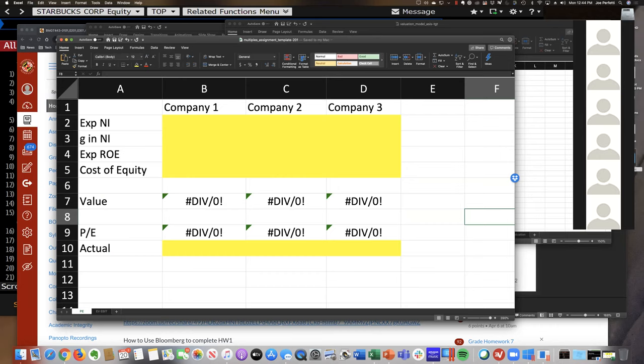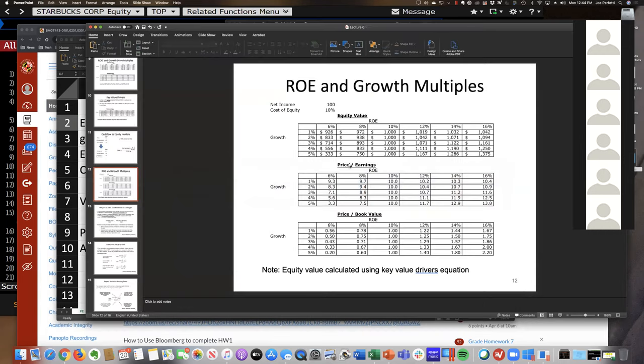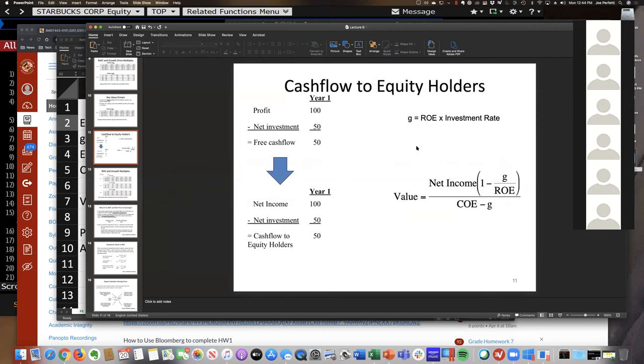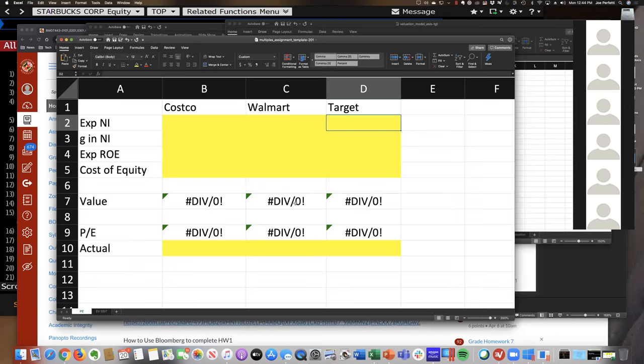So the three companies that we're going to look at are Costco, Walmart, and Target. And what we're going to do is we're going to basically use the key value driver equation here to create synthetic PEs. And we're going to compare them against the actual PEs to make sure that we match the G process, which we followed today. So using Bloomberg, how do we do this?